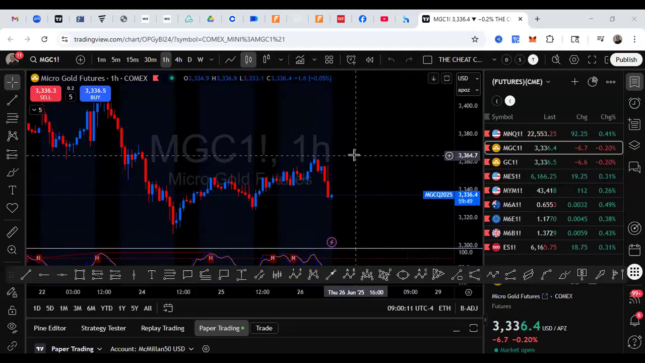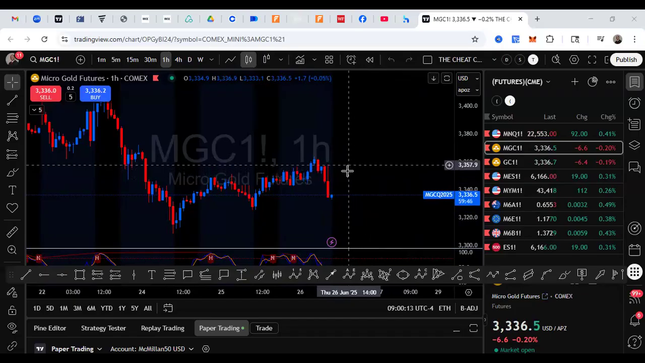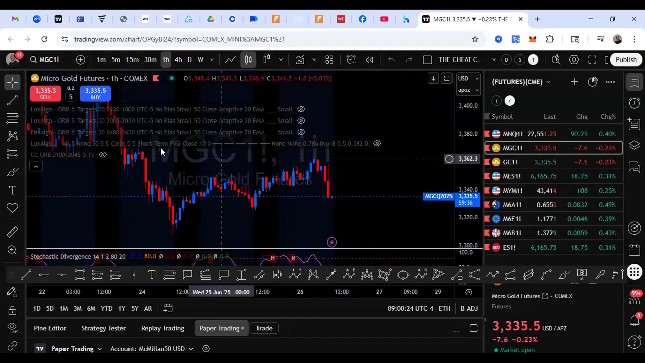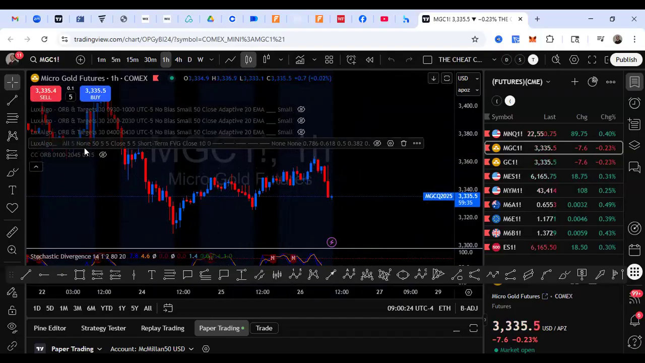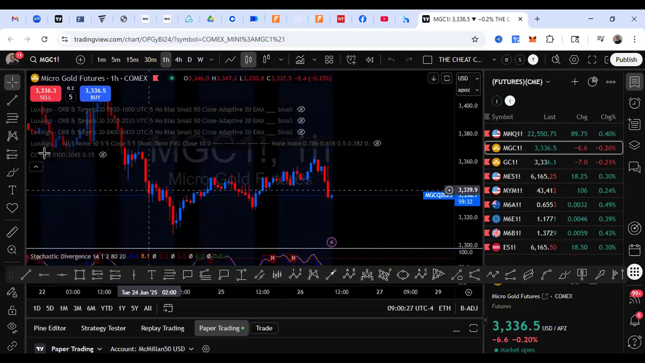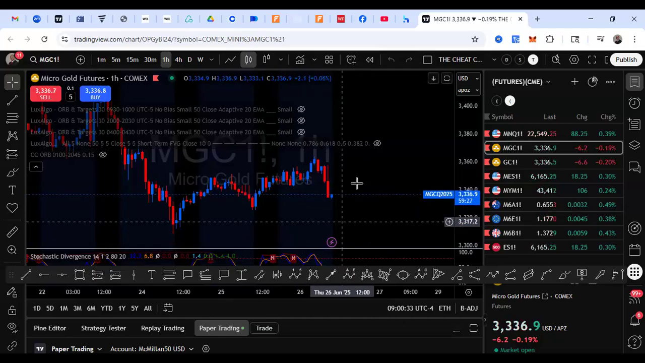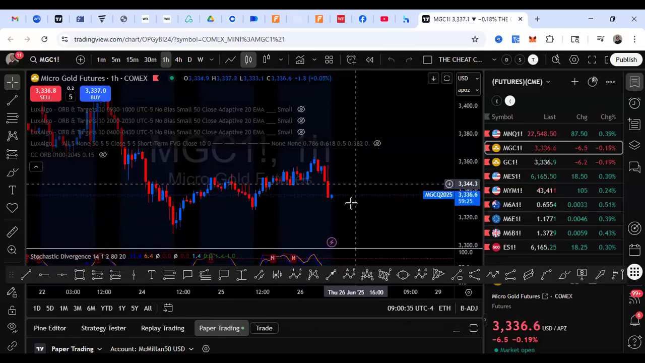We're going to be trading Micro Gold futures, implementing our price action concepts strategy. This is just a mixture of using the ORB and price action indicators, and we also use a CCORB indicator to sometimes give us added confirmation.